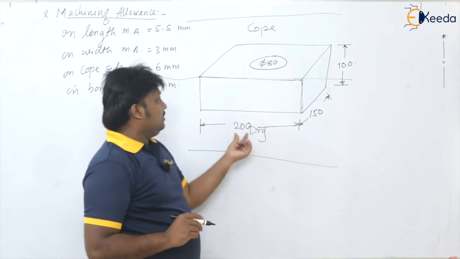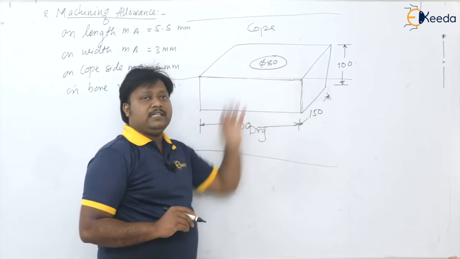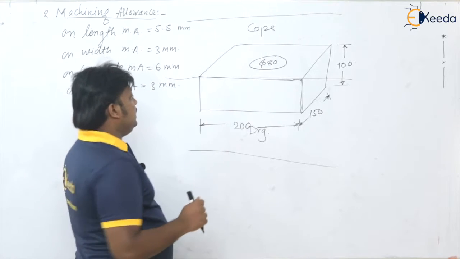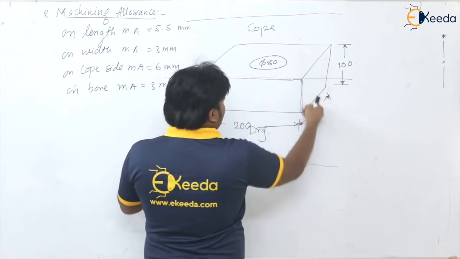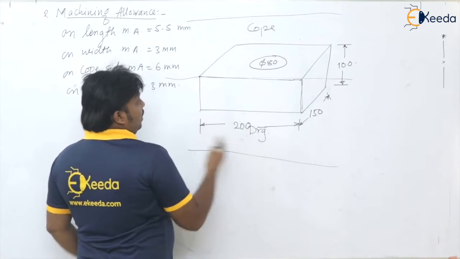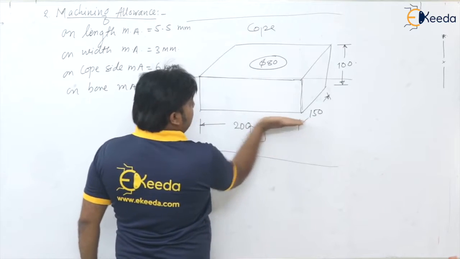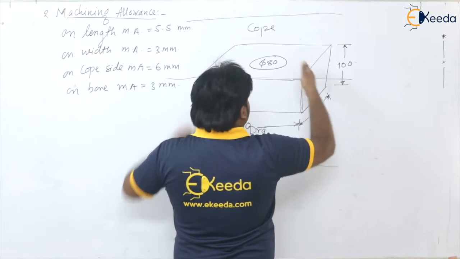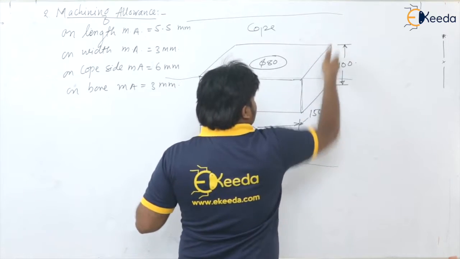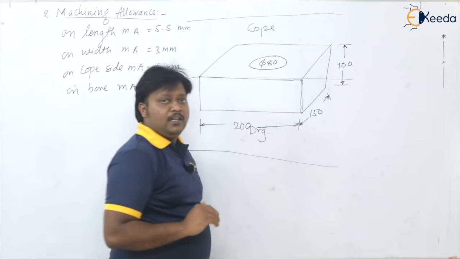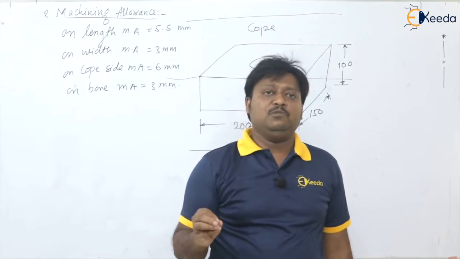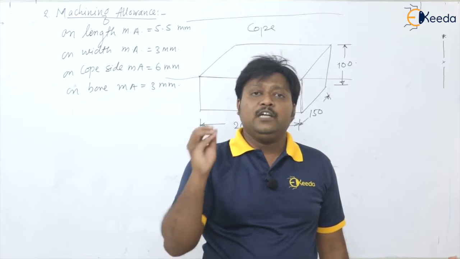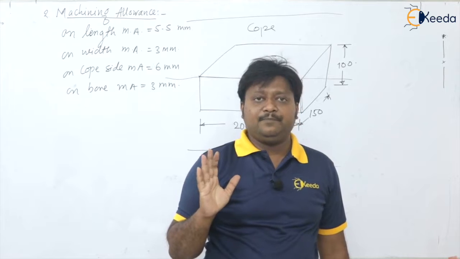Now, see here. When I take this length or width or height, this machining allowance we have to add 2 times, because machining is done from this side also and from this side also. For height, machining is done from this side and from the top side also. Even for this width, machining is done from this side and from this side. So on every dimension, please remember that you have to either add 2 times or subtract 2 times the machining allowance.